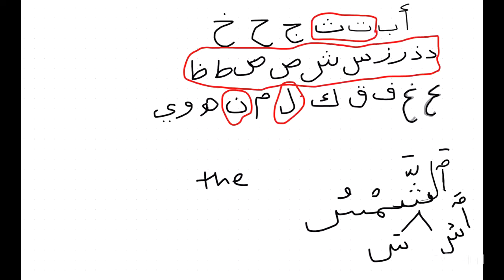Ashamsu. So whenever Laamut-Ta'areef comes before a sun letter, the lam does not get pronounced and the sun letter is doubled. Yani, the sun letter becomes two, the first part having sukun and the second part having the haraka.